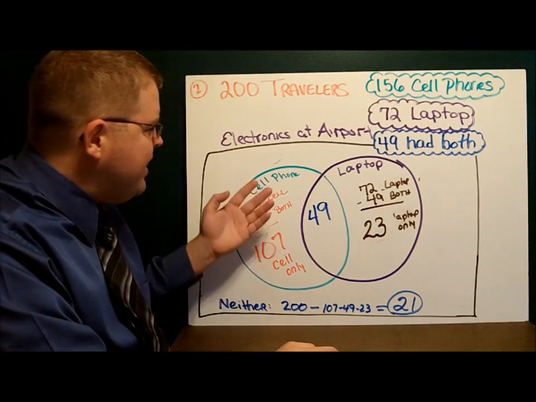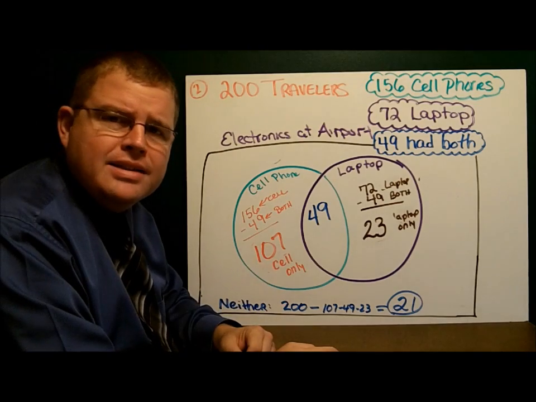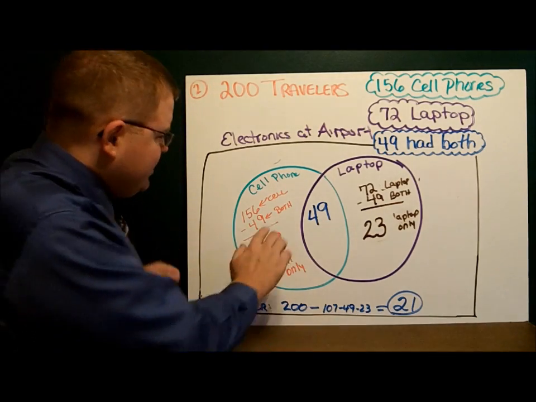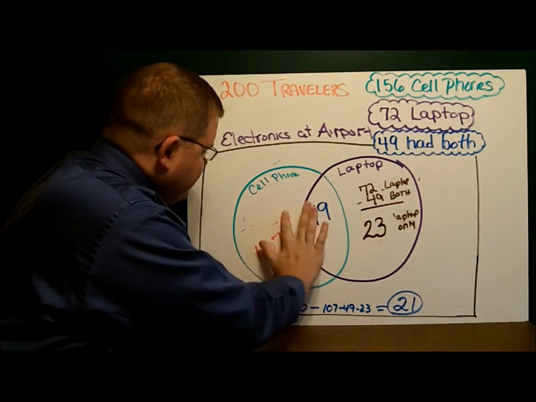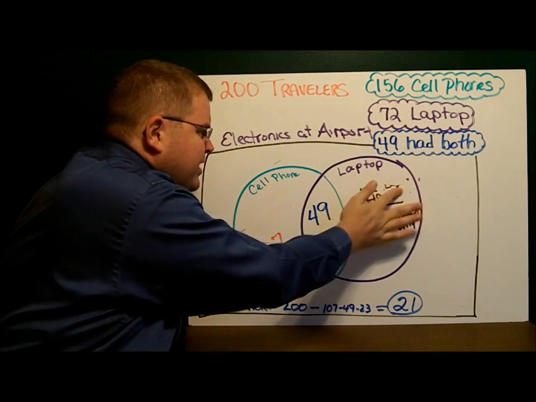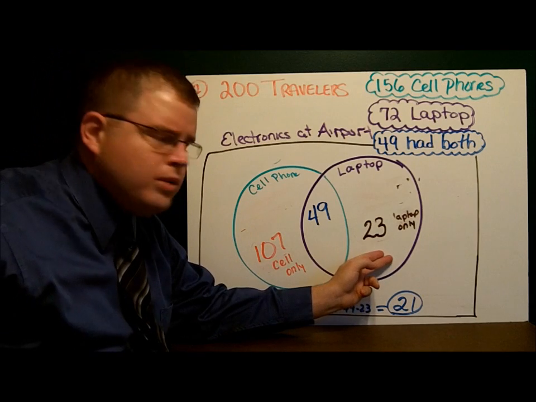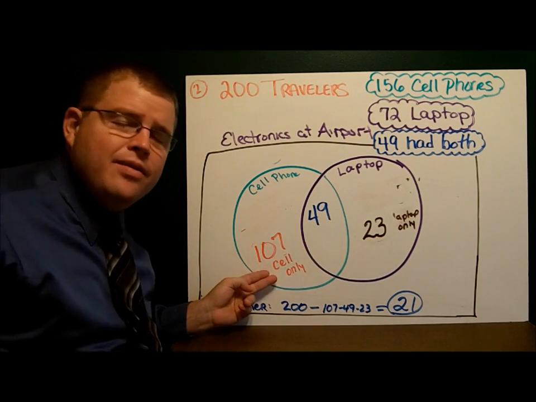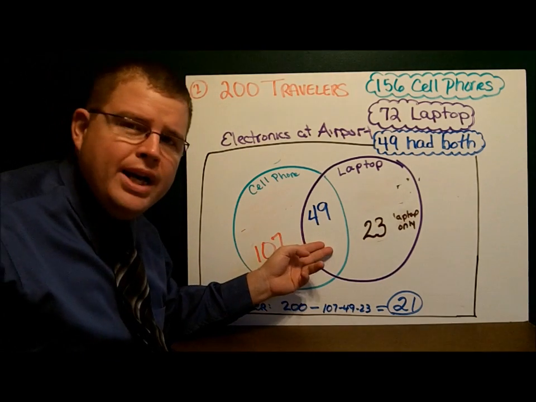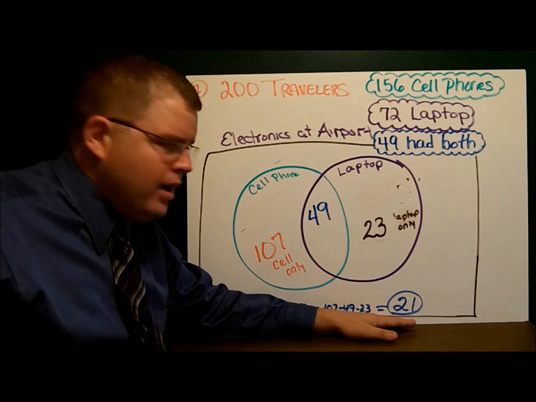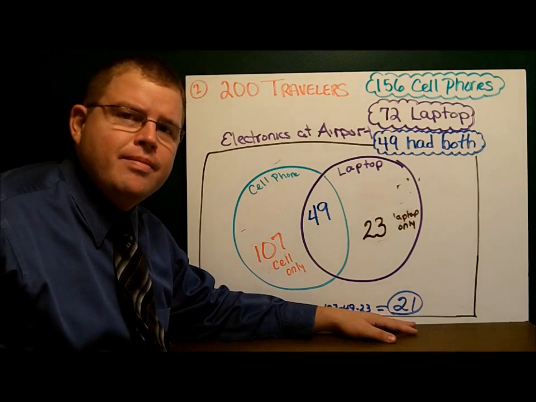And so we use this Venn diagram to make this nice and simple. Now, this extra information here, once I've filled it in, I don't necessarily have to leave it. All I really need to know is that there are 23 with only a laptop, 107 with only a cell phone, 49 with both, and 21 who had neither item.